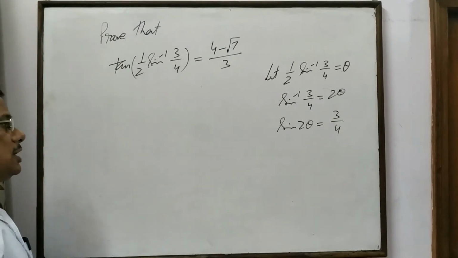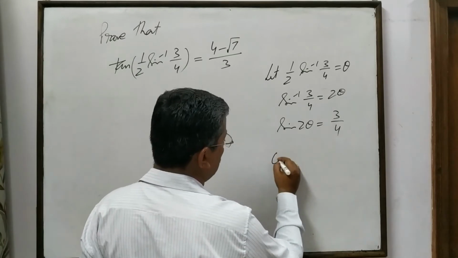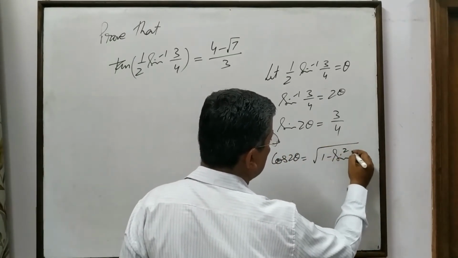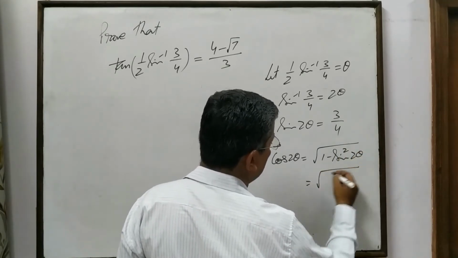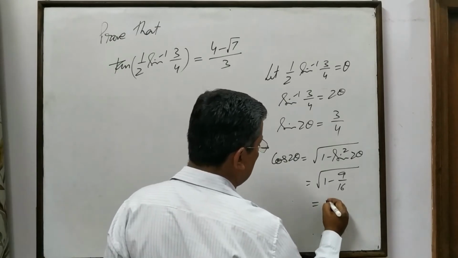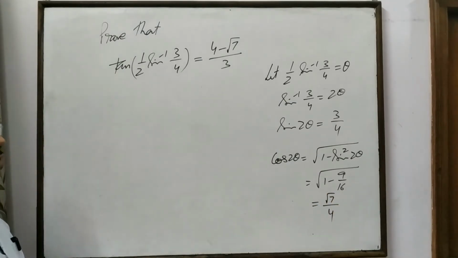Now if sine 2 theta is 3 by 4, what about cos 2 theta? It is under root 1 minus sine square 2 theta. It is under root 1 minus 9 upon 16, comes out to be under root 7 upon 4. So value of cos 2 theta is under root 7 upon 4.